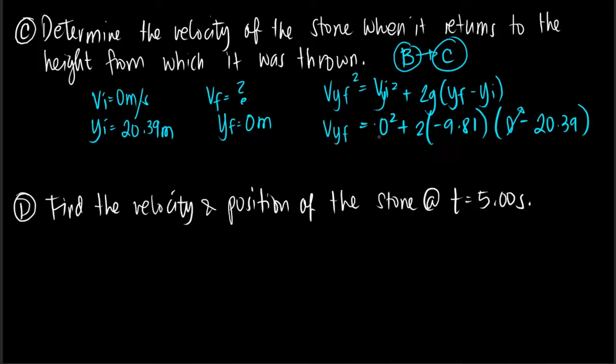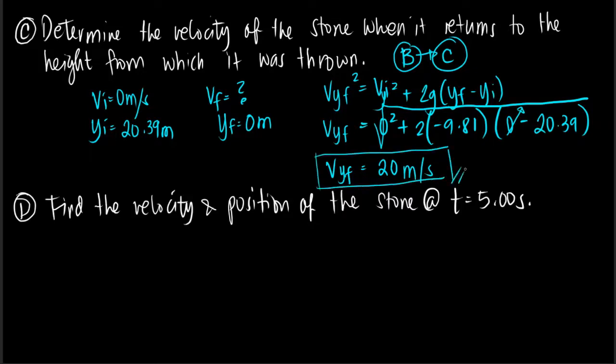It's squared. So, take the root on your calculator, okay? So, you just find the root. What I will put in my calculator is square root of 2 times 9.81 times 20.39. I get a positive because the two negatives cancel. What I have is 20.00. So, that's just 20 meters per second. This is the velocity of the stone as it reaches the point where it was thrown.